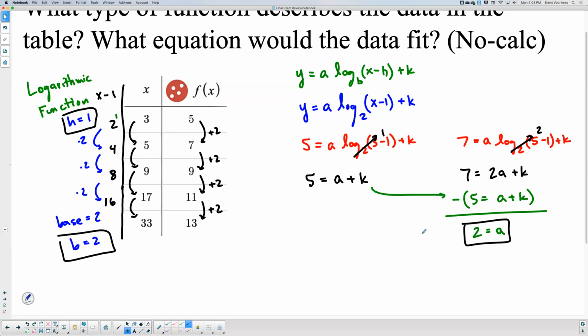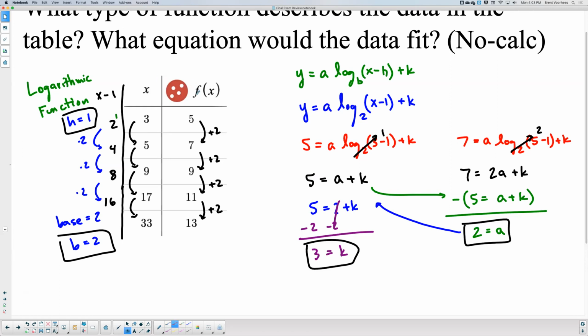Now I'm going to plug this into any equation. I'll plug it into this one. It's easier. So we have 5 equals 2 plus k. Subtract your 2 across, and we have our answer. I subtract by 2. I get that 3 equals k. There it is. So we found all 4 values necessary. So I can write my equation. This one is titled f of x. So I'll say f of x equals, a comes first.